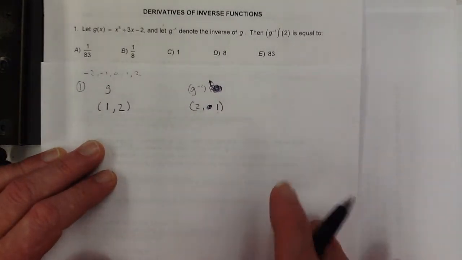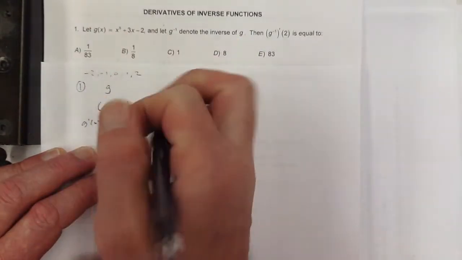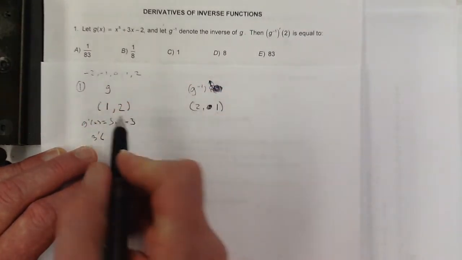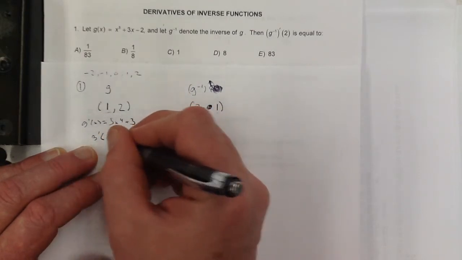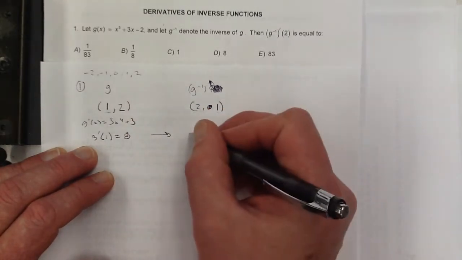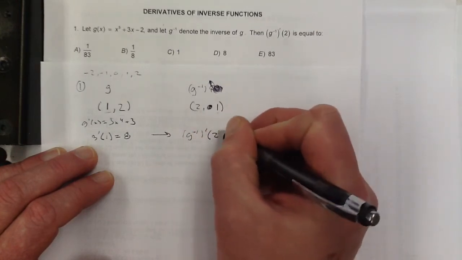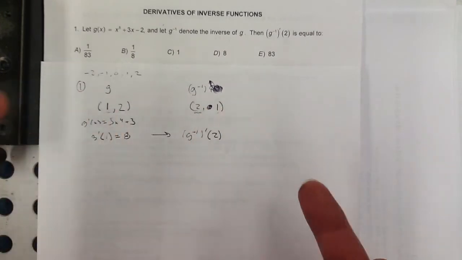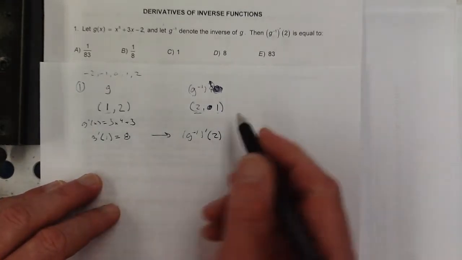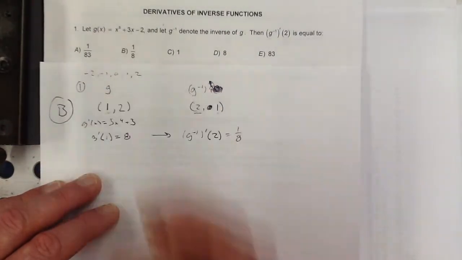So now if I find g prime of x, that would be 5x to the 4th plus 3, and g prime of 1 is going to be 8. Then when I do the inverse, g inverse prime of 2 is, well, the slope gets flipped upside down. Rise becomes run, and vice versa, so that would be 1/8. So that is B.